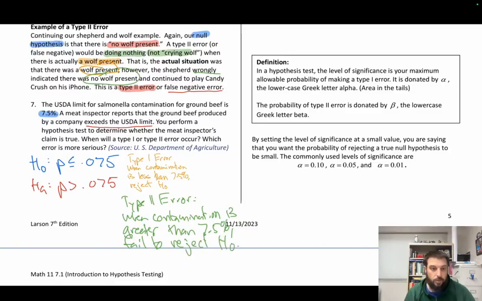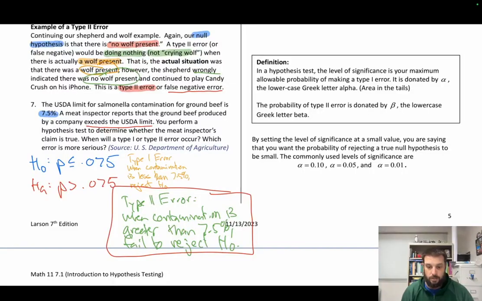And then the question we want to answer is, which error is more serious? Well, in this case, the one that is more serious is going to be our type 2 error, because what we now have is ground beef that has exceeded the contamination limit for salmonella that's going to make people sick, but we failed to catch it because we failed to reject our null hypothesis, and therefore that ground beef is going to get sold to people and people are going to get sick from it.